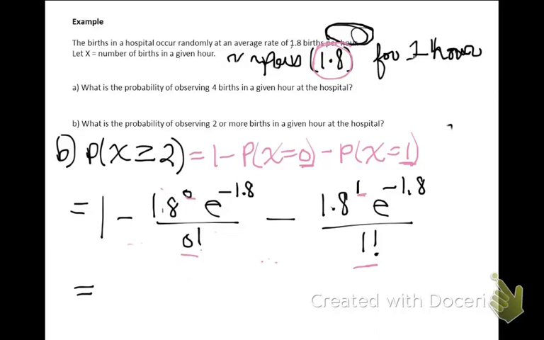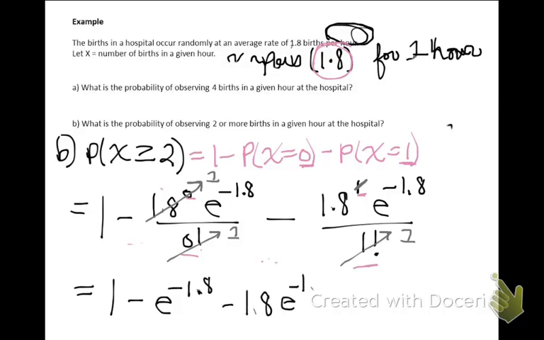There's some simplifications that we can make happen. Anything to the 0 power is 1. 0 factorial is 1. 1 factorial is 1. And an exponent of 1 really is not needed. So in the end, we could have rewritten this as 1 minus e to the negative 1.8 minus 1.8 e to the negative 1.8. And when you type this in your calculator, you'll get back 0.537.